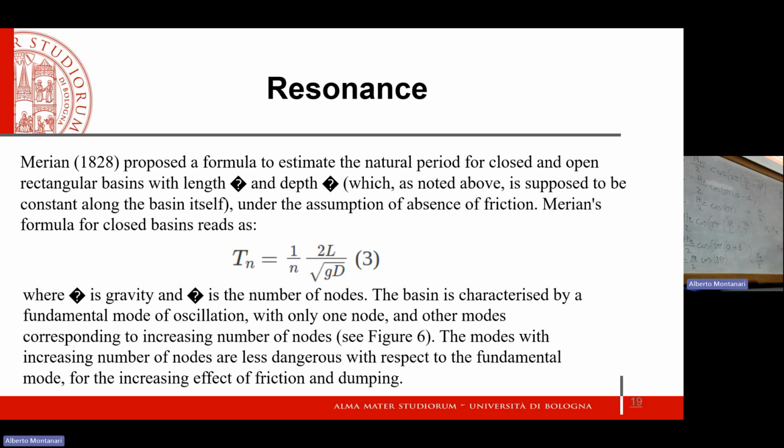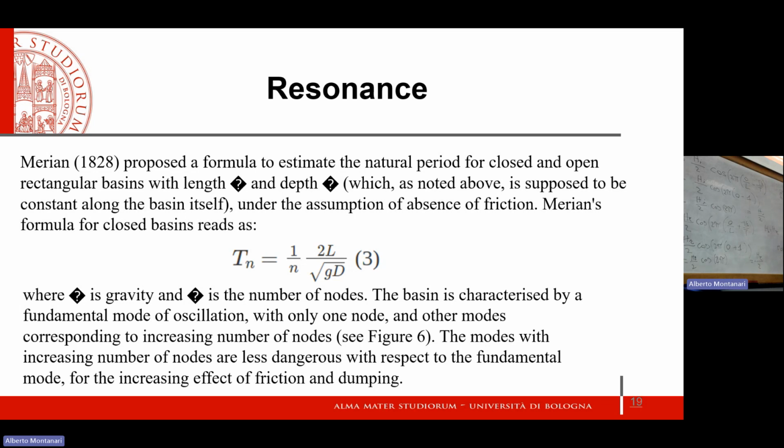What is this quantity at the denominator? This quantity is the celerity of the wave. It is basically the velocity of propagation of the wave. So if you divide the distance by the velocity of propagation, you get the time taken by the wave to go ahead and back. And why do we divide by lowercase n?